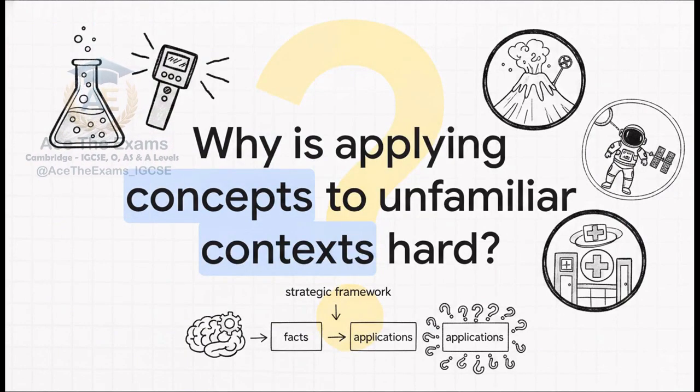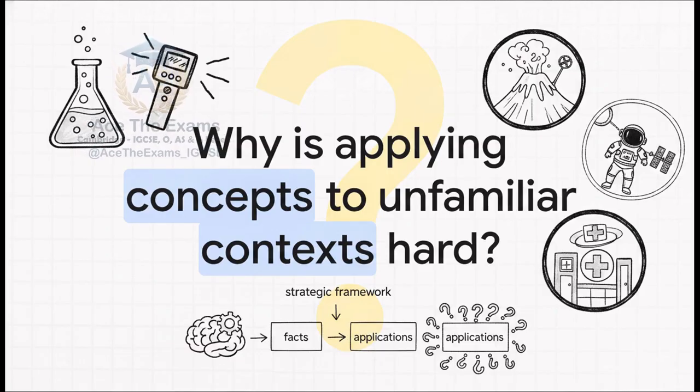This brings us to a really fundamental question. Why do students find applying concepts to unfamiliar contexts so incredibly hard? While you might memorize facts from a textbook perfectly, the real difficulty lies in transferring that knowledge to the unique, unfamiliar scenarios presented in past paper questions. Cambridge is famous for this exact trick.